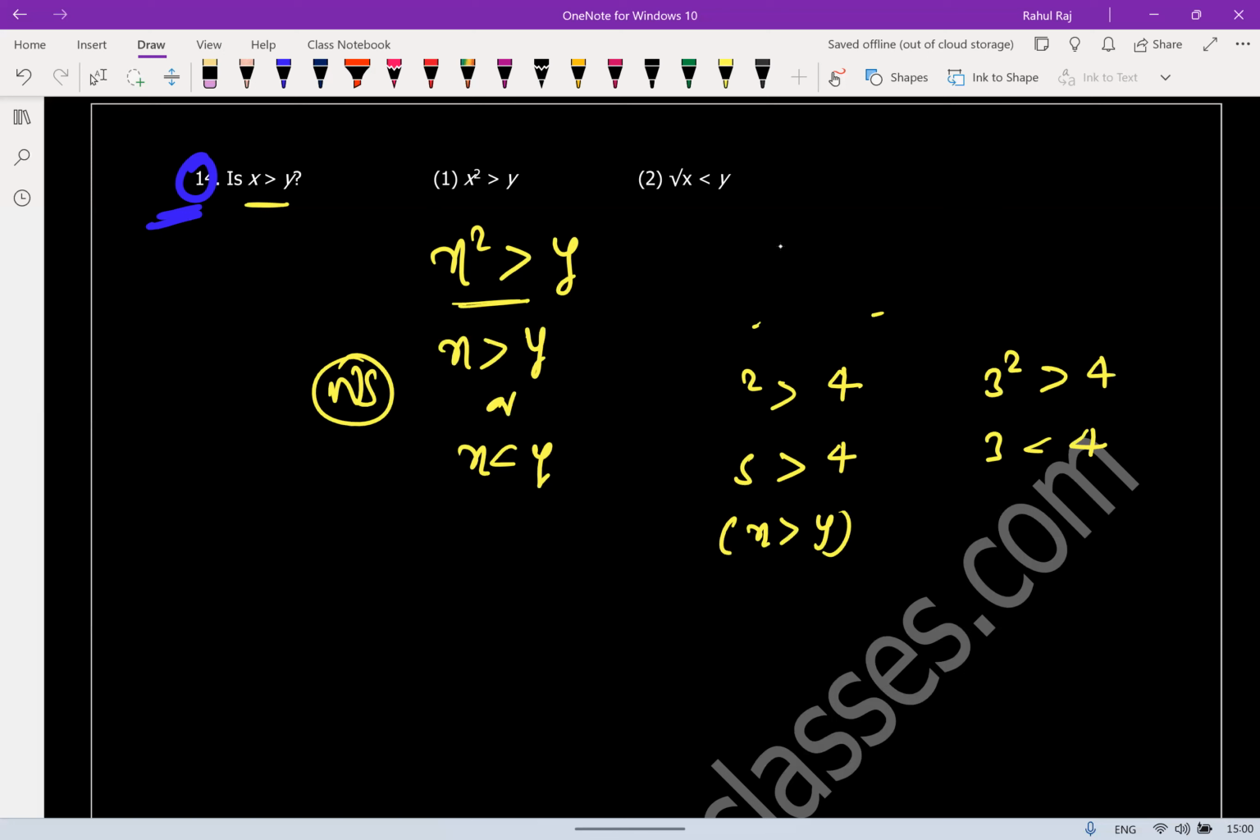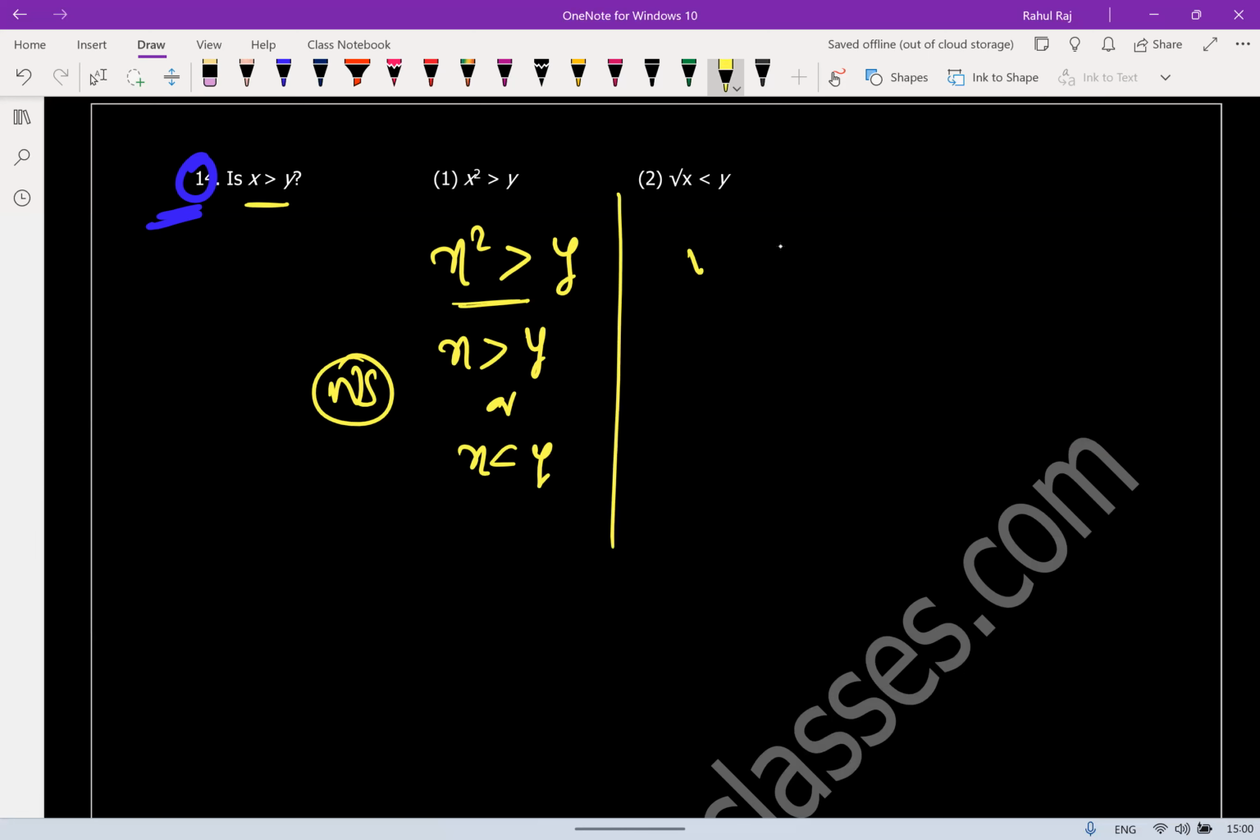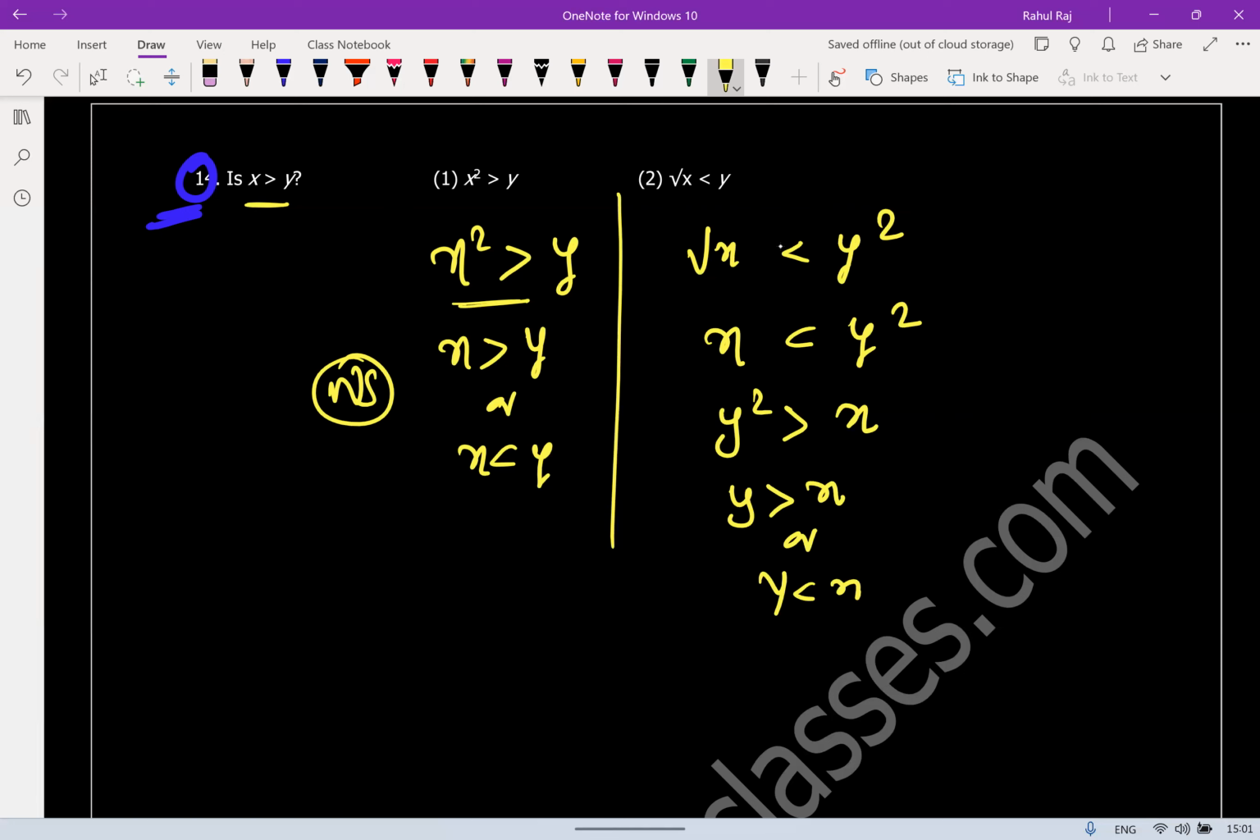Option number 2 is exactly the same. It says root of x is greater than y, and roots are always positive in GMAT, so you can 100% square it. If you square it, x is less than y square. That is nothing but y square is greater than x. If y square is greater than x, y could be greater than x or y could be less than x. So again, this is not sufficient. Now you have two statements which are not sufficient for sure.